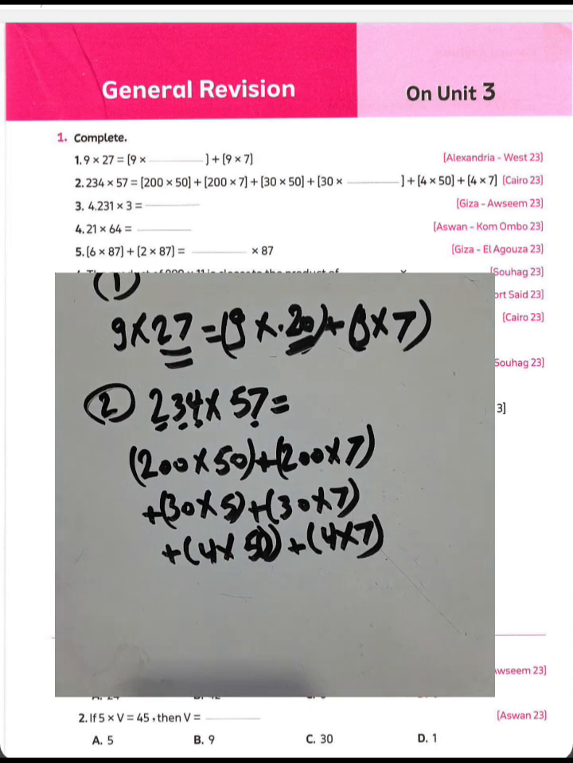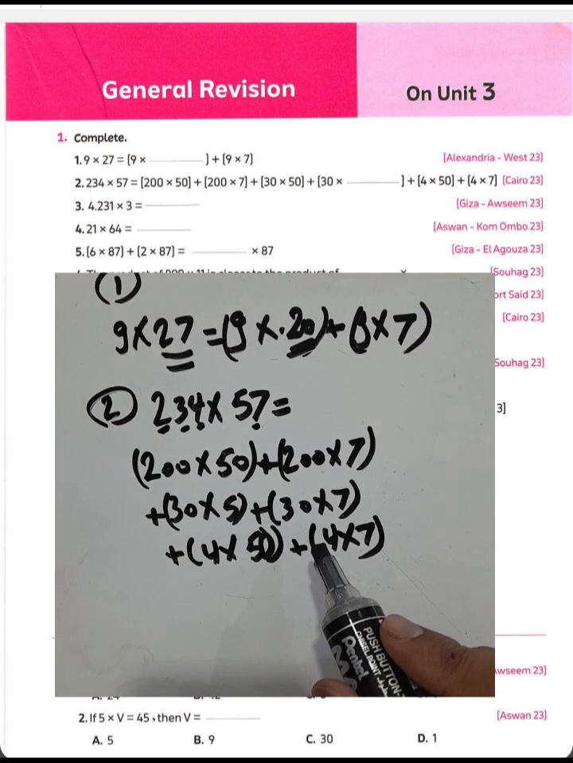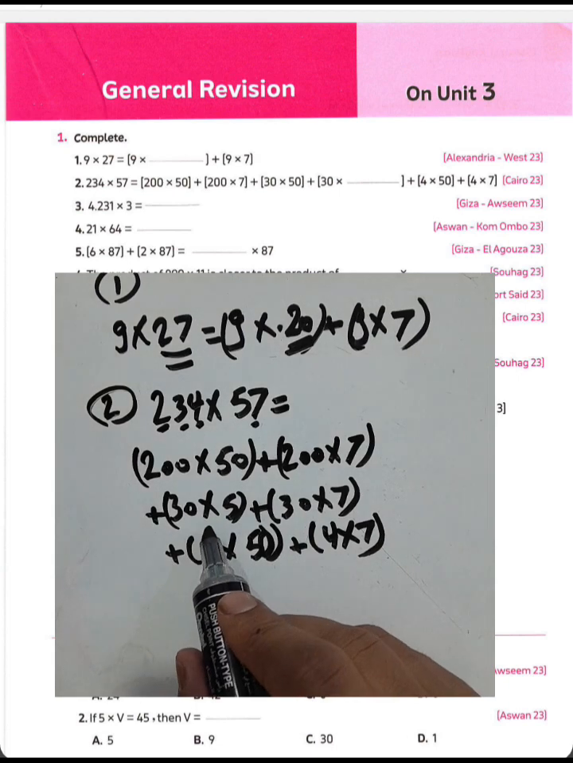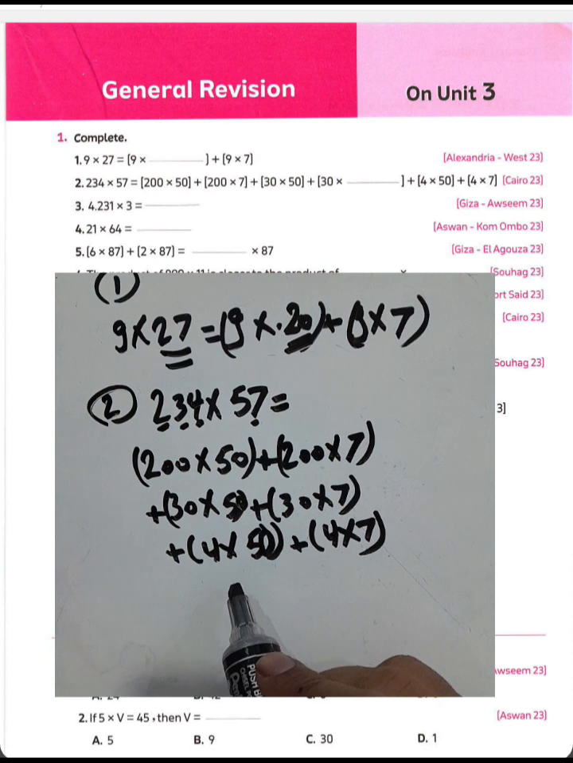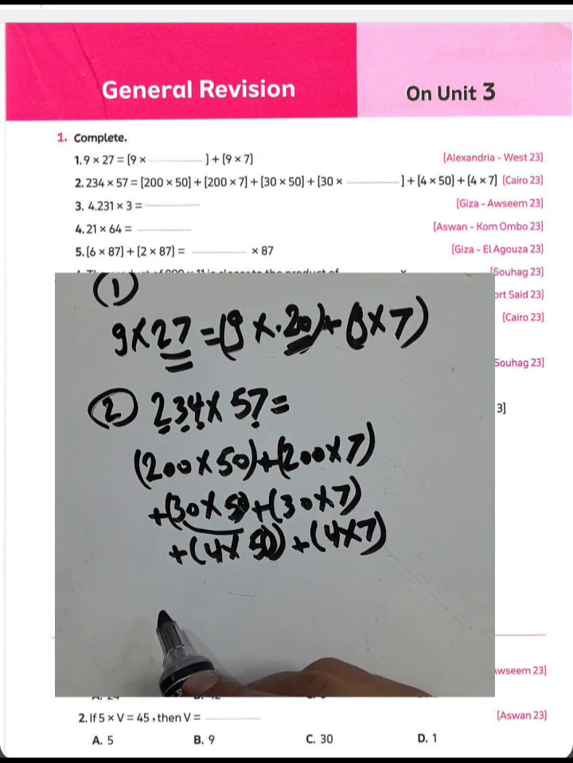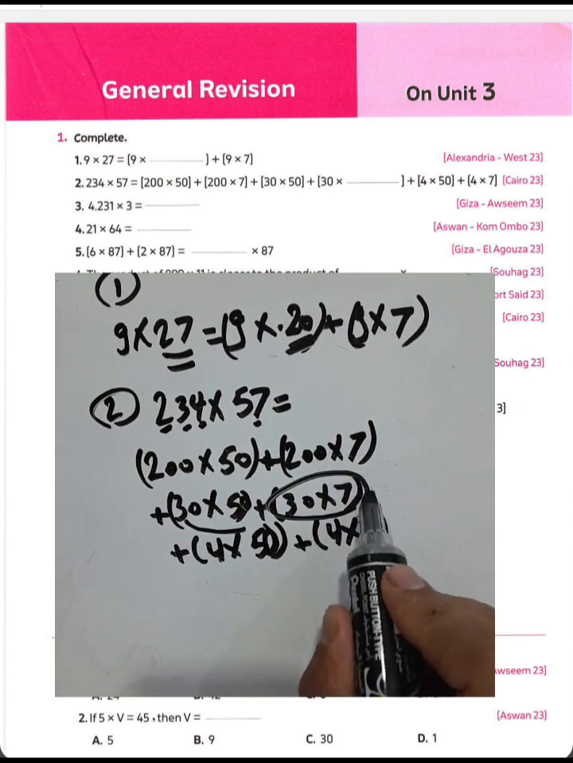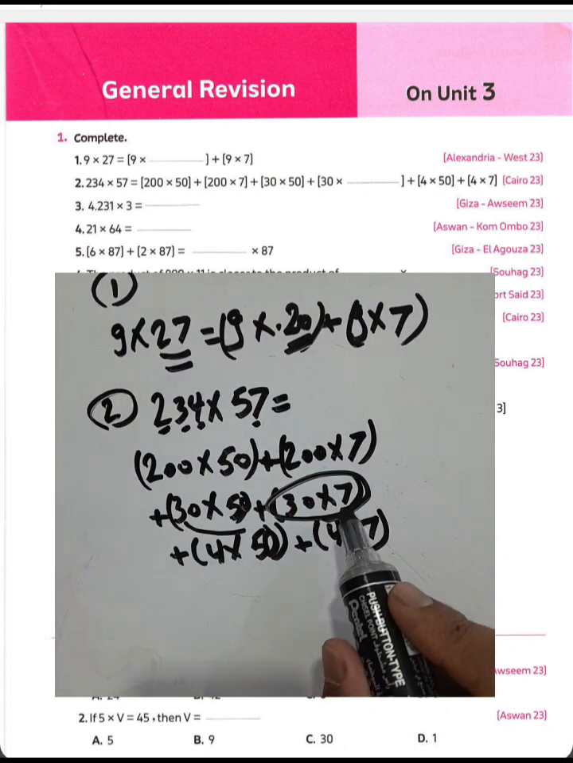Again, you want to find 30 times what? 30 times 7, right? In this space we write what? 30 times 7. Write 7 in the space about question number 2.